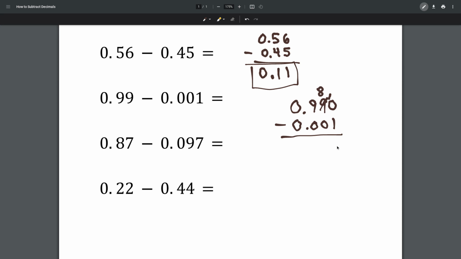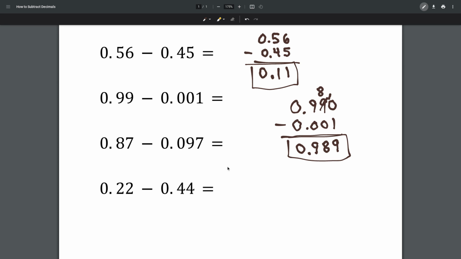So 10 minus 1 is 9. 8 minus 0 is 8. 9 minus 0 is 9. Keep the decimal point here, 0 minus 0 is 0, and we are done with our second one.